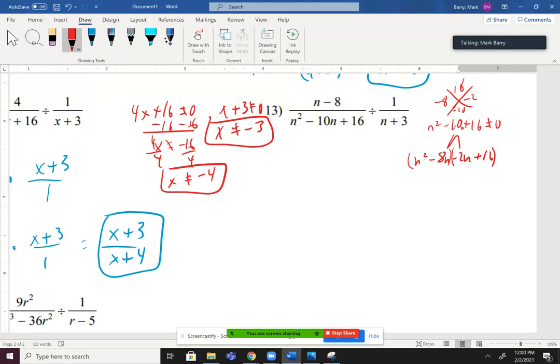Do my grouping there. First group I can take out an n, which leaves me with n minus 8. The second group I can take out a negative 2. Remember, when you take out a negative, you switch the signs, so it'll become positive n minus 8. So we have n minus 2 times n minus 8 cannot equal 0, which means n cannot equal 2, n cannot equal 8.